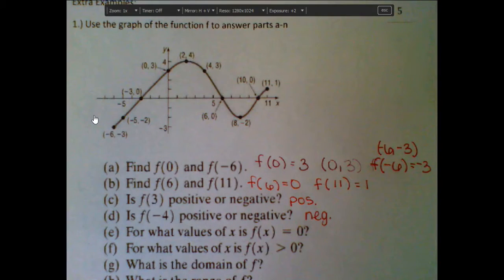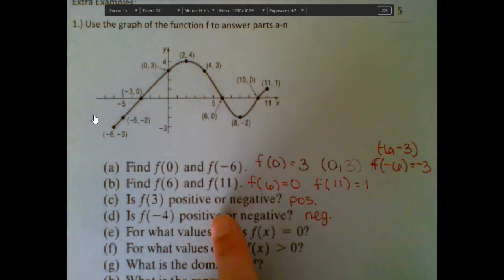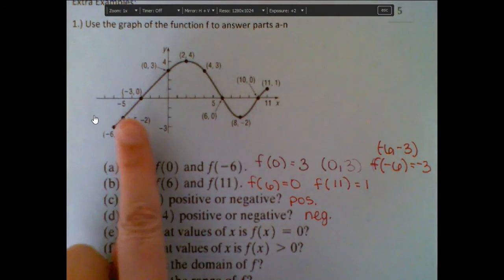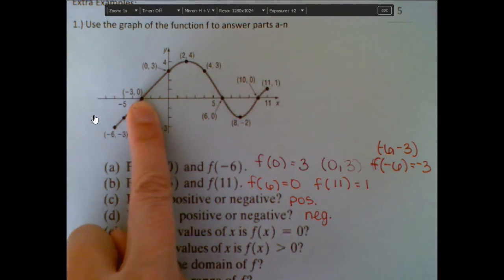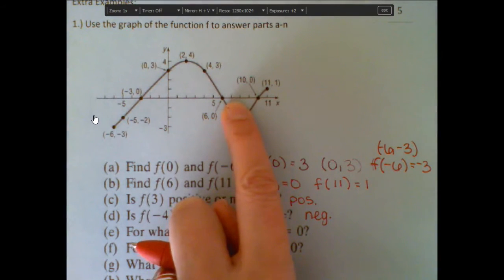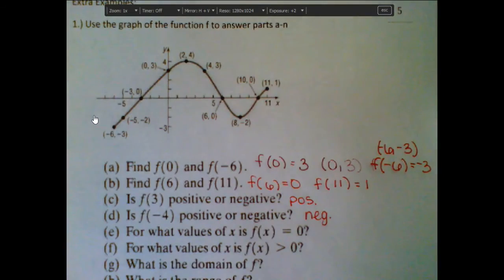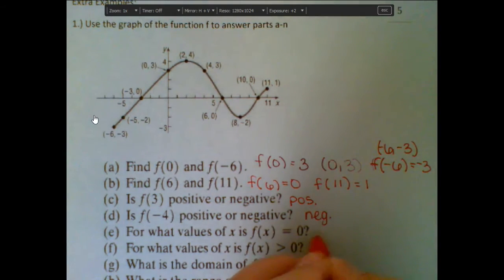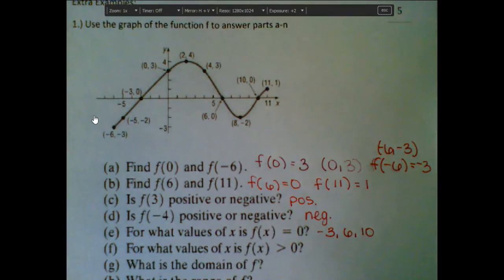For what values of x is f of x equal to 0? We're looking at where the answer would be 0. So I have 3 here. I see negative 3, 0, 6, 0, and 10, 0. Therefore, for what values is f of x 0? They would be negative 3, 6, and 10.